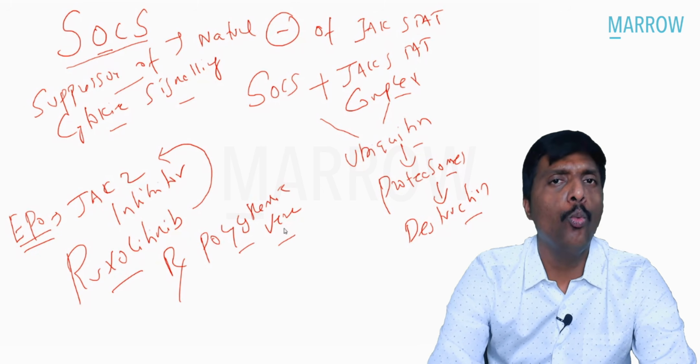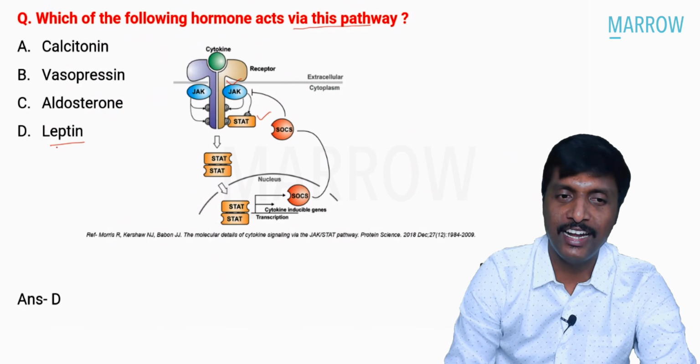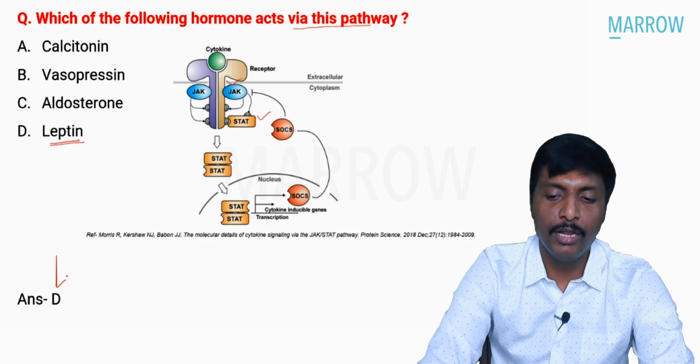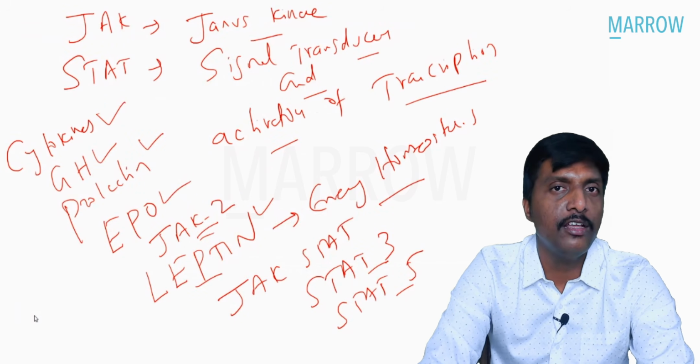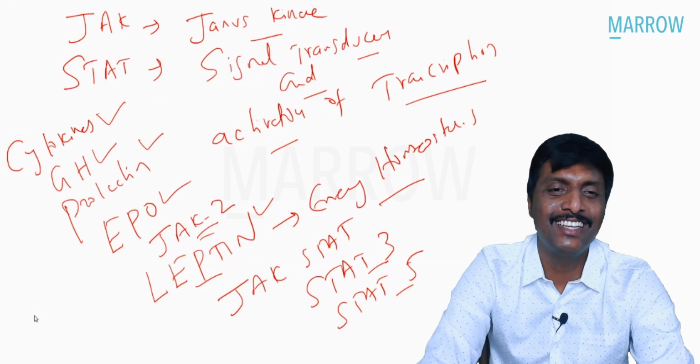JAK-STAT pathway, one important hormone that is going to use this is leptin. So the answer we are choosing is option D. Remember, we have discussed a whole lot of points concerned with this JAK-STAT pathway. Remember ruxolitinib, all our favorite MCQs.